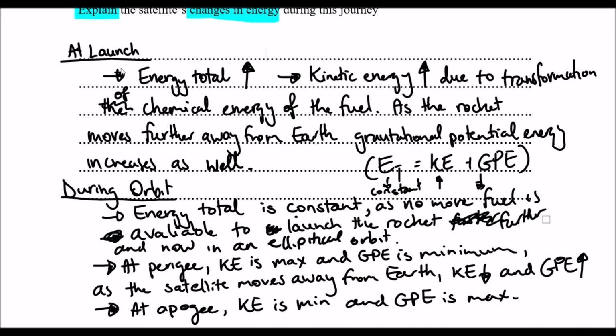We also mentioned that during the launch, the total energy on the rocket is continuously increasing. One, because as we move further and further away from the planet, gravitational potential is going up, but also because of the energy from the fuel that's being converted into kinetic energy, and so that's the reason why total energy goes up in that case.